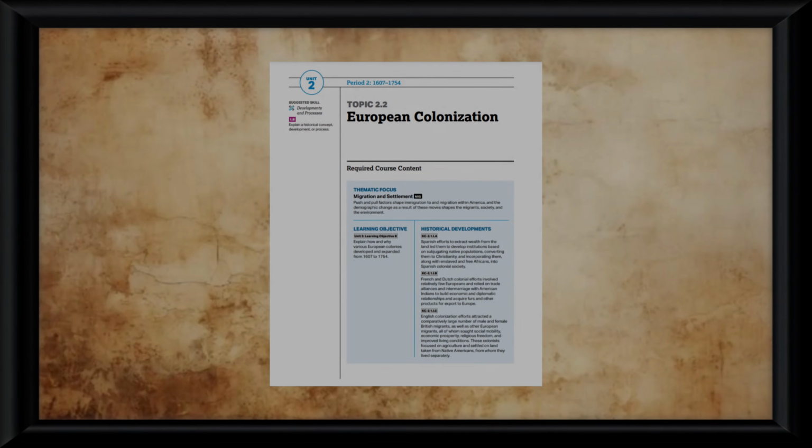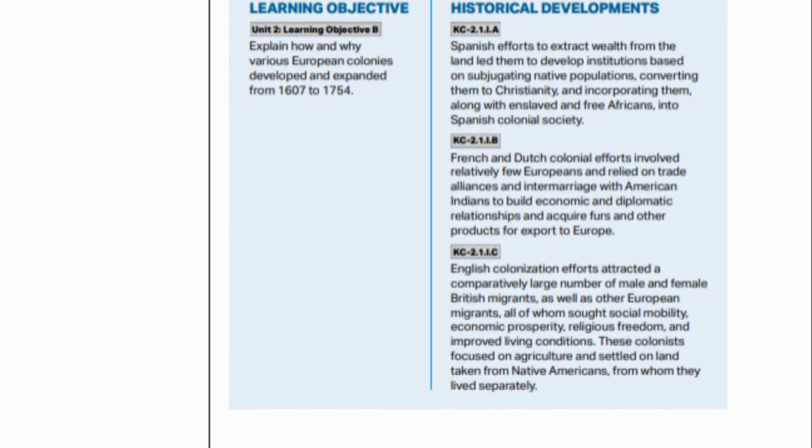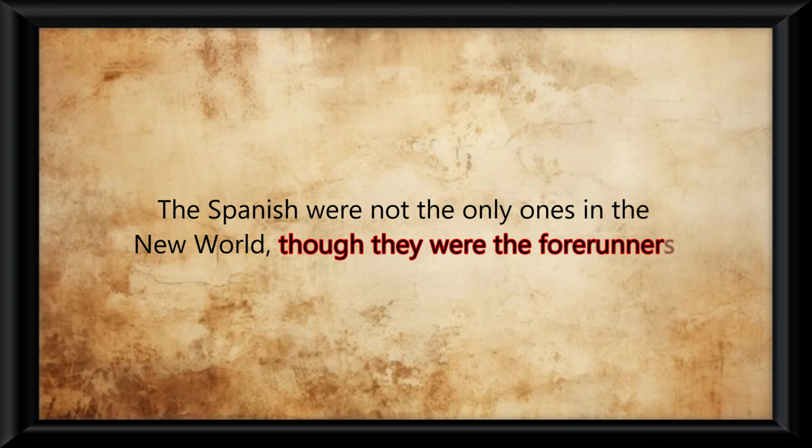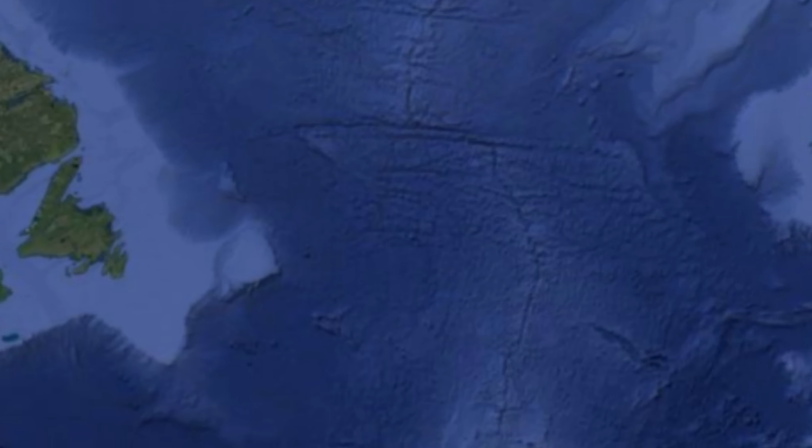Topic 2.2 is about not just Spanish efforts in the New World, but the French, Dutch, and British efforts as well. So I should preface this all by saying that the Spanish were not the only ones in the New World, though they were the forerunners. Other European countries came in too after hearing of the riches of the New World. Let's start with a little review on the Spanish.